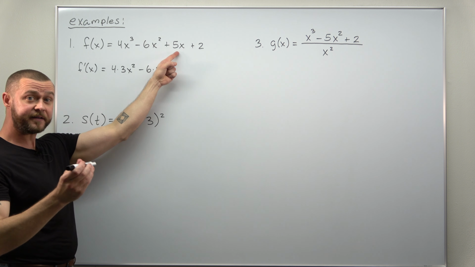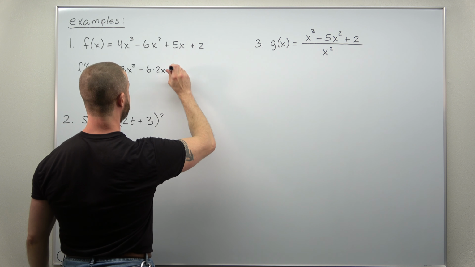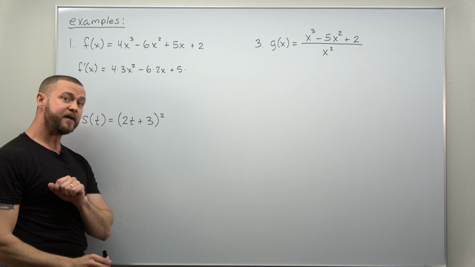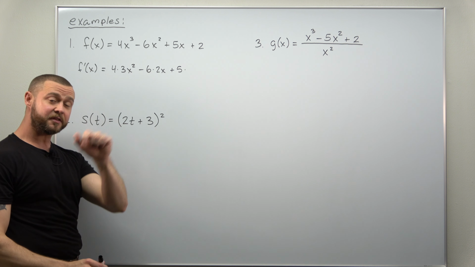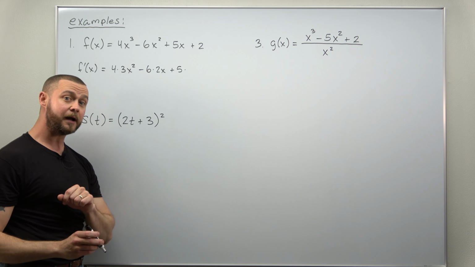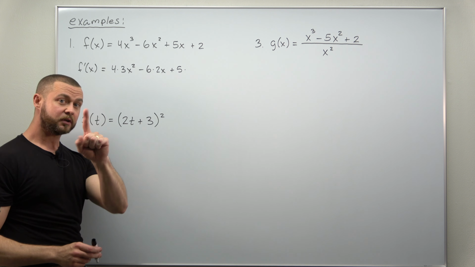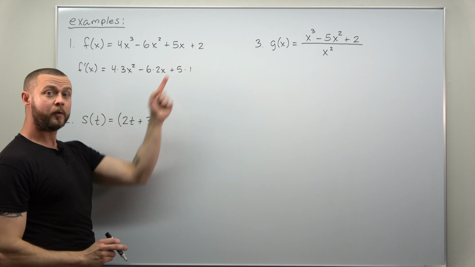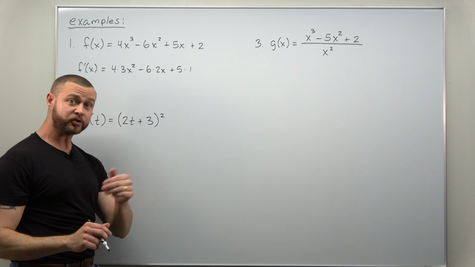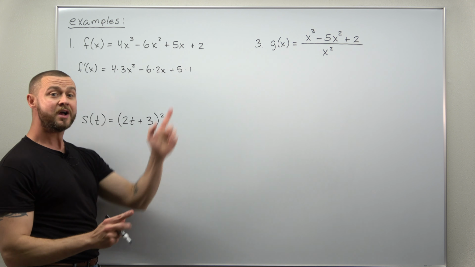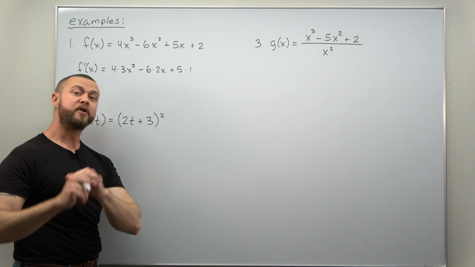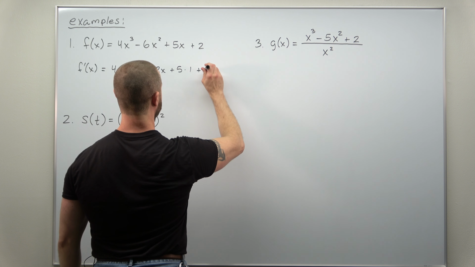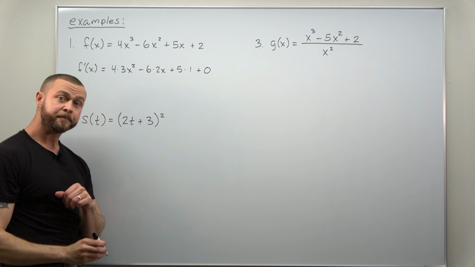Next, we have the term 5x. We have a coefficient of 5, and that will multiply the derivative of x. Think of x as x to the first power, and we've done this several times already. The derivative of x is 1. And your last term, 2, notice there is no x multiplying that, so we're going to think of 2 as a constant. The derivative of any constant is 0. So we're just going to write plus 0 at the end here.